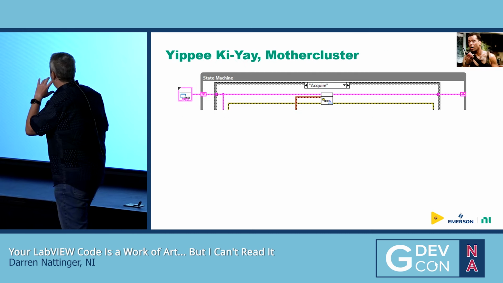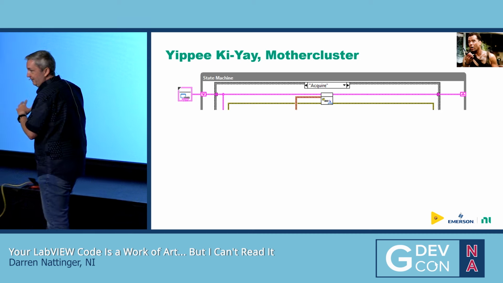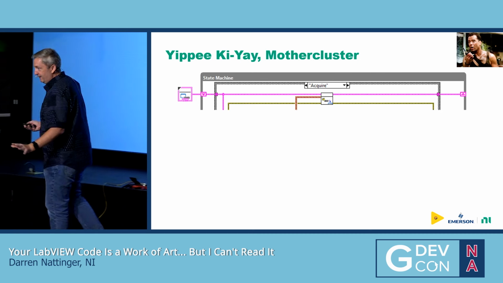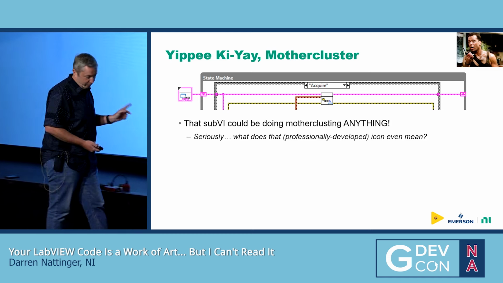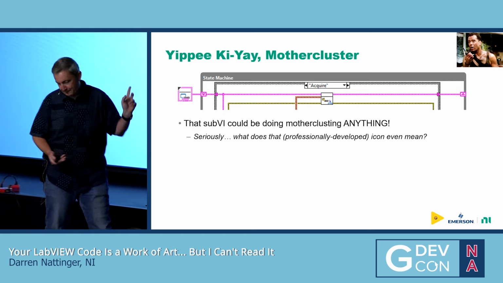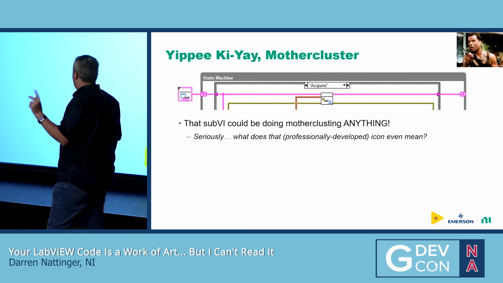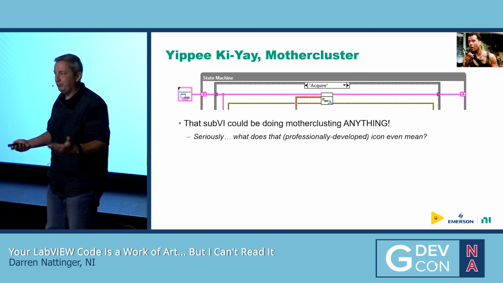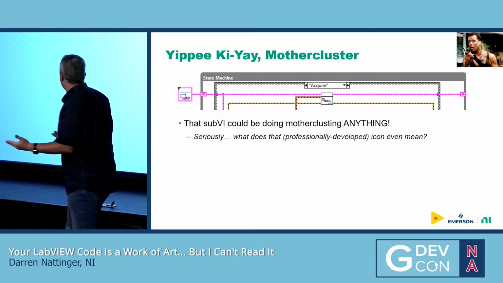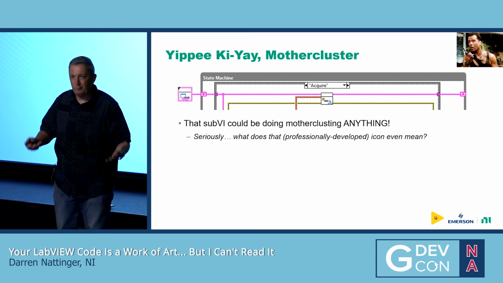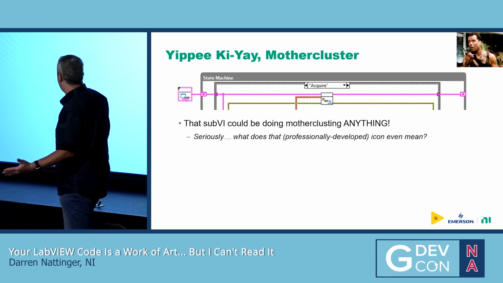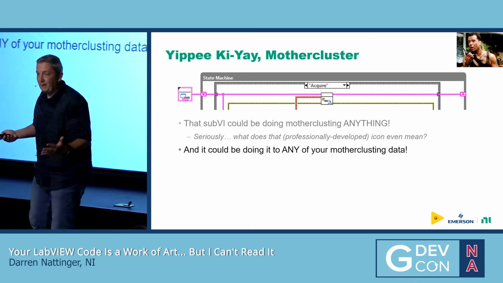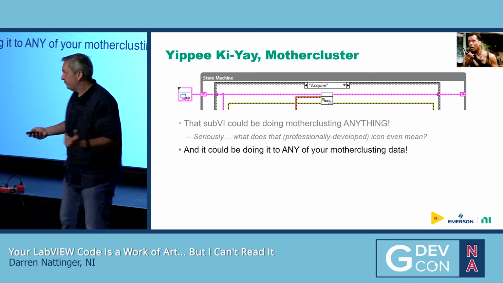Now, here we have a VI that's taking the mother cluster in, and it's sending out the mother cluster. And that VI could be doing mother clustering anything. And like, seriously, look at that icon. Somebody professionally developed that icon. It's got a star, which probably means new. It's got a 1001, which probably means binary. I don't know what the heck the thing is on the bottom that the arrow is pointing to. I don't know what that VI is doing. And I don't know what of my data it's doing it to.